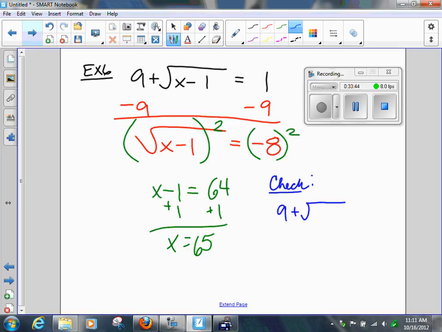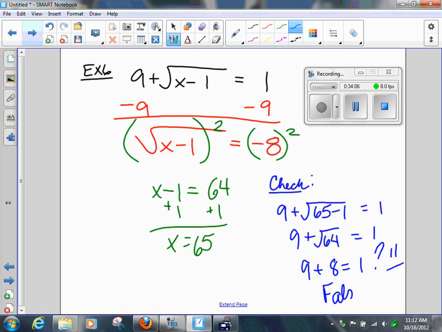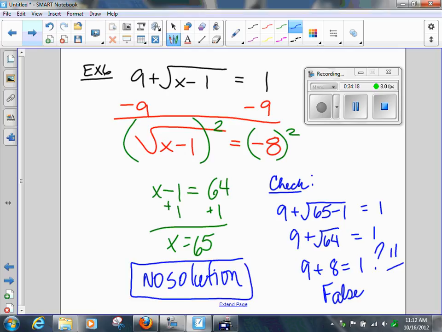Here we go. 9 plus square root of 65 minus 1 is 1. 9 plus square root of 64. 9 plus 8. 9 plus 8 equals 1. No. Nuh-uh. False statement. So what is my solution? This is a no solution. But what is x equals 65? We got a value. It has to be something. What is it? It's an extraneous solution.